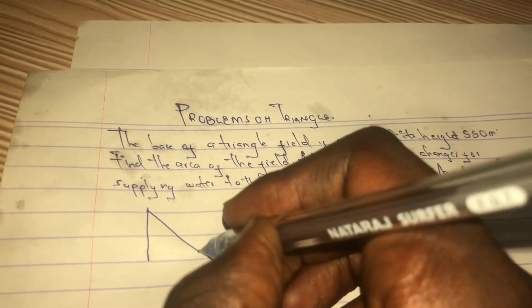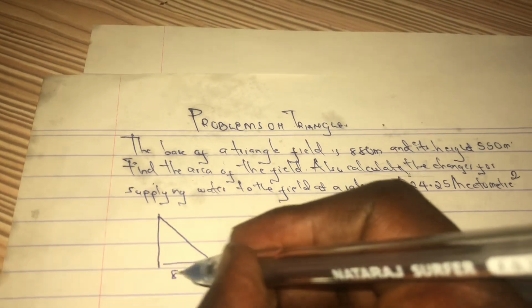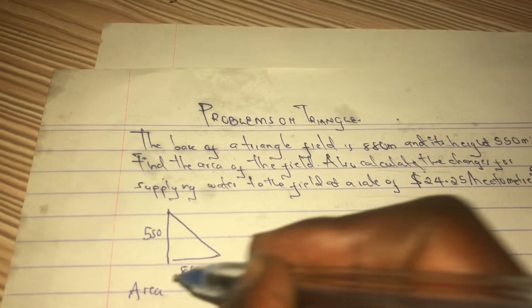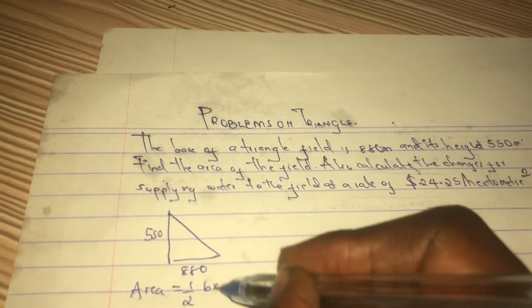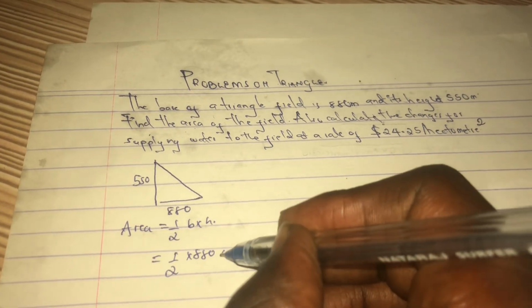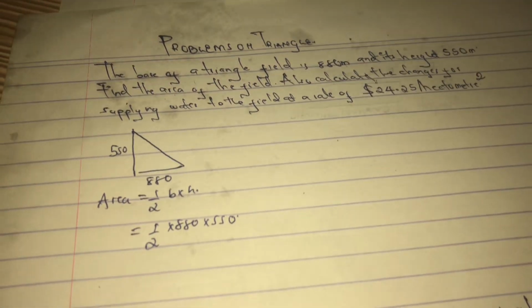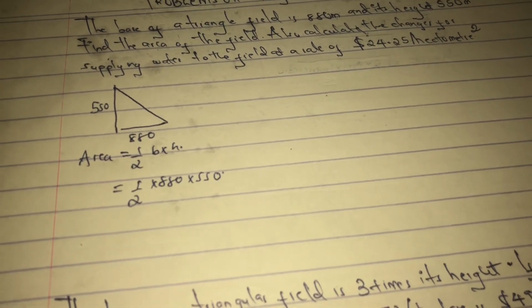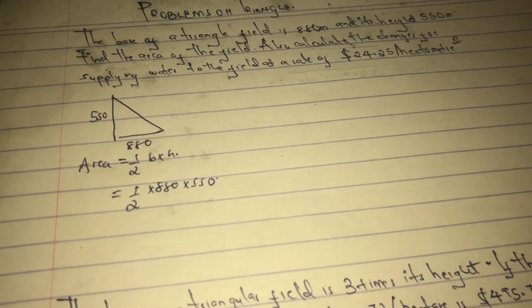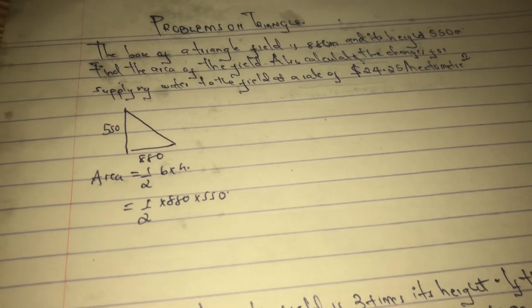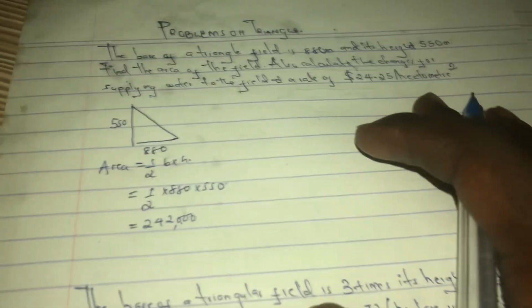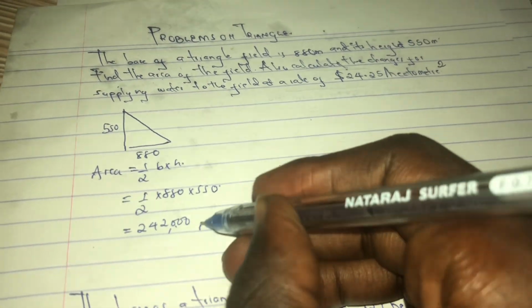Let's first do that first part. They've said the base is 880 and the height is 550. So area equals a half base times height, which will be a half times our base, which is 880, times our height, which is 550. So here we shall get a half, which is 0.5, times 880 times 550, which will give us 24200. That is the area, which is in meters squared.